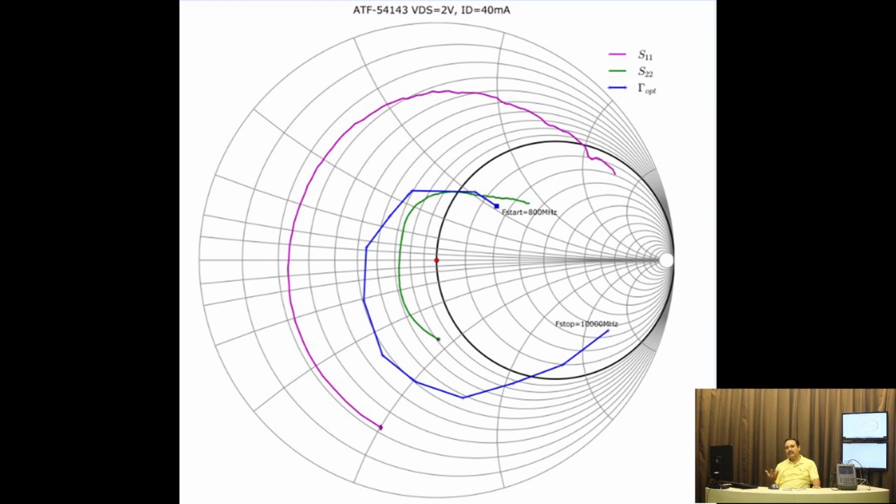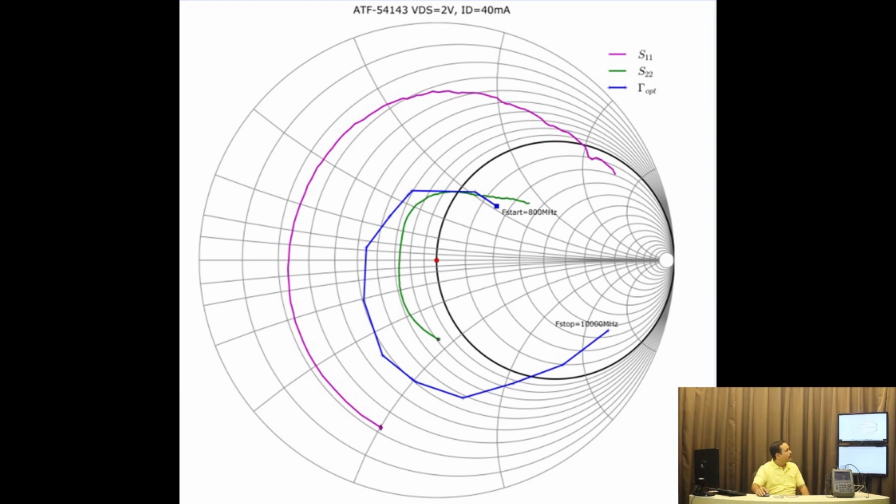And there starts the trade-off in the design. Have a look. The data from the manufacturer starts at 800 megahertz and ends at around 10,000 megahertz, which is 10 gigahertz. Gamma opt starts inductive and slowly turns anti-clockwise, and for higher frequencies it becomes capacitive. If you look at S11, at low frequencies it starts capacitive in nature, then rotates clockwise, and for higher frequencies it becomes inductive.